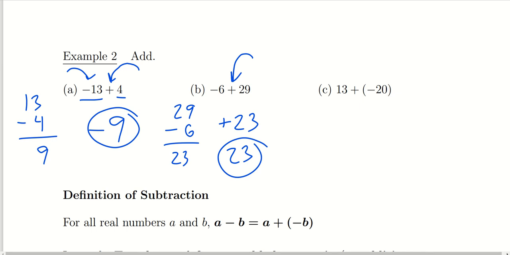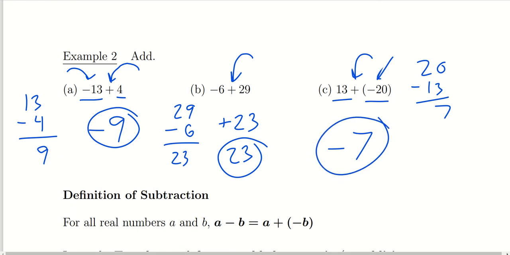Let's take a look at part C. Here we're adding, and again, the signs are different. So you take the smaller value away from the larger value, and we get a value of 7. We now go back and see, well, which number was larger in absolute value? Well, 20 is bigger than 13. Because the 20 was negative, that means our final answer is going to be negative as well.